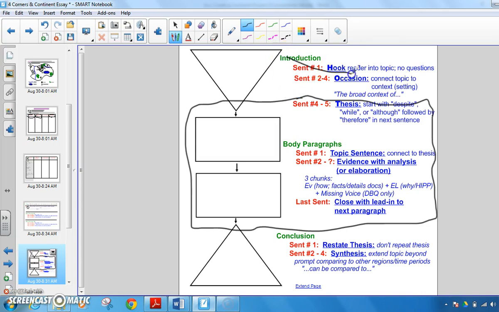So don't worry about the introduction right now. We're not going to touch it. Don't worry about the conclusion. We're also not going to use that. In fact, all we're going to do is write a thesis statement that I'm going to give you, which will be 2 sentences long.